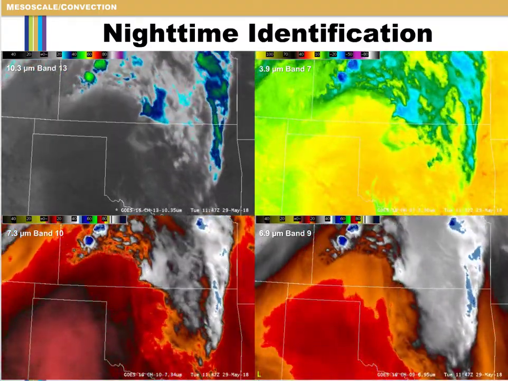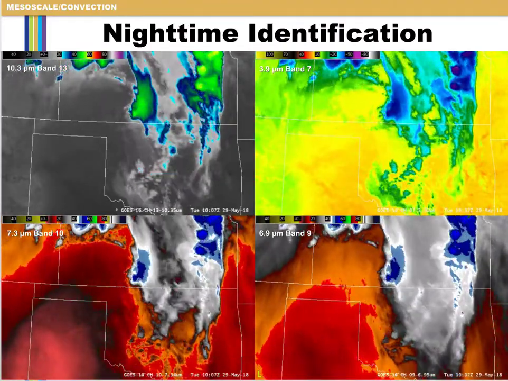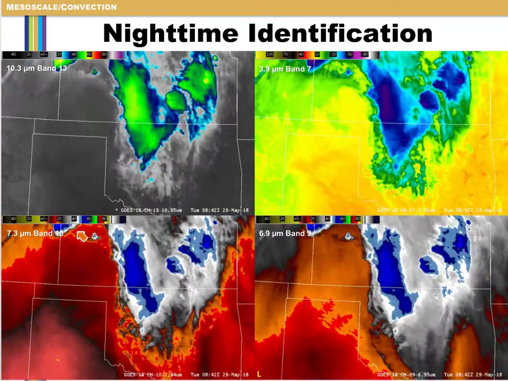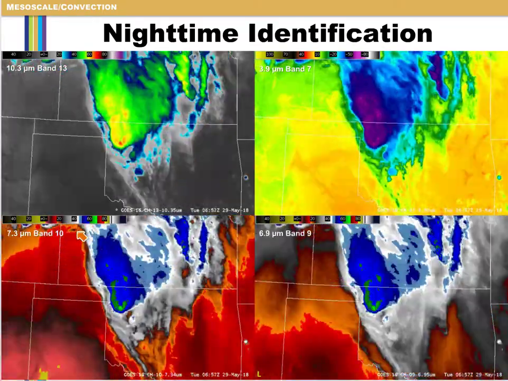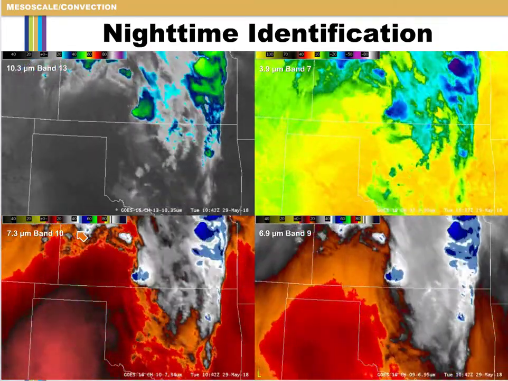the visible band. In general, the water vapor bands are not particularly useful for identifying pre-convective clouds, with the possible exception of the 7.3 micron low-level water vapor band, which may show these low-level clouds of interest under some circumstances.